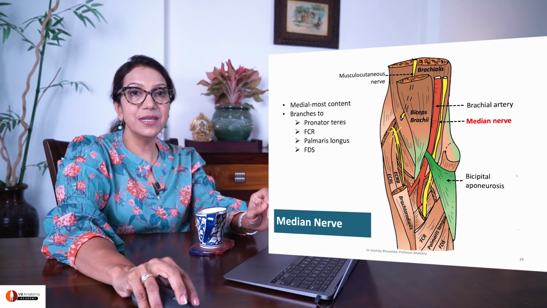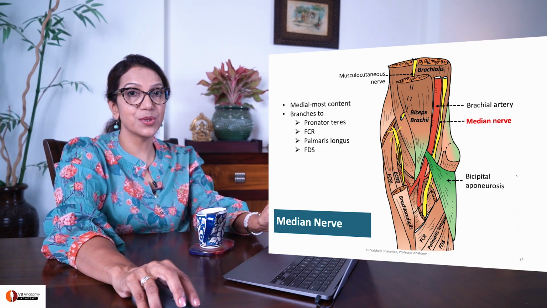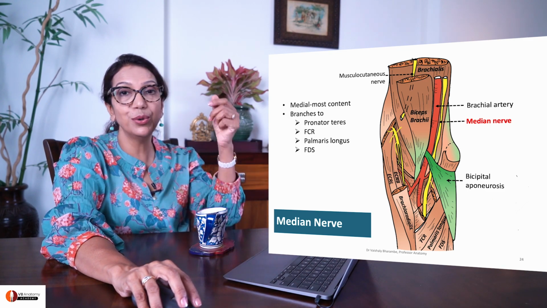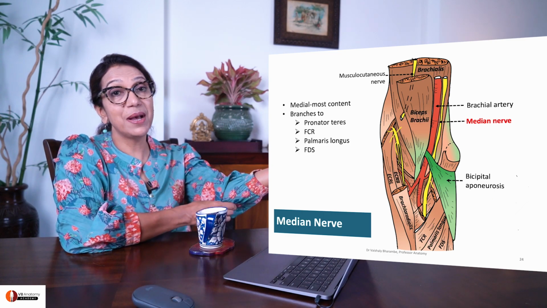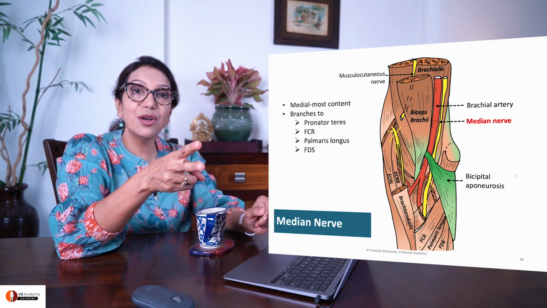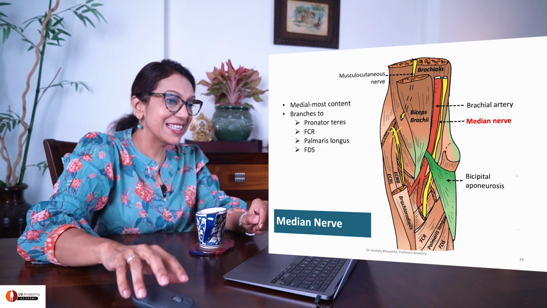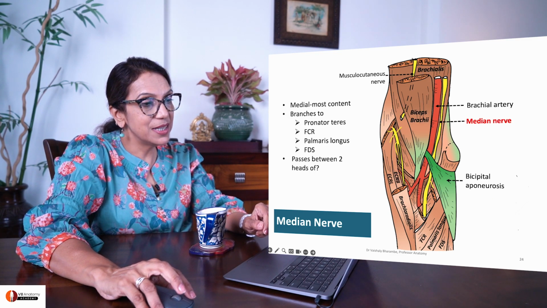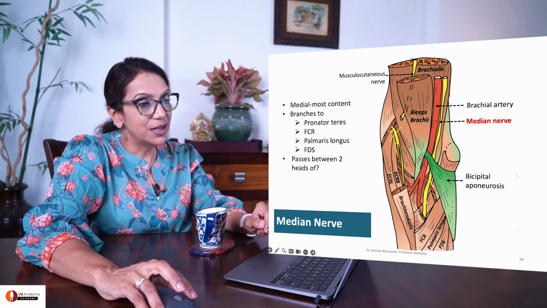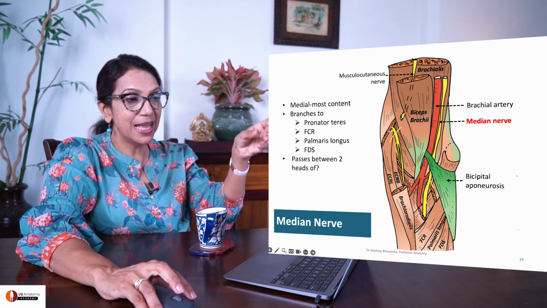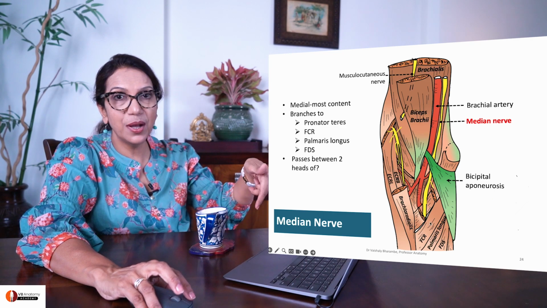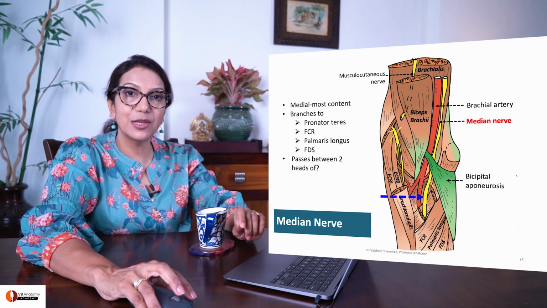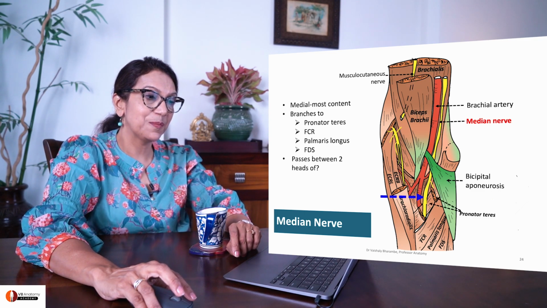Having supplied all this, it wants to leave the cubital fossa. Can you tell me how it will leave the cubital fossa? I have taught you this once. Passing through between the two heads of pronator teres. Absolutely. If you look carefully, here you can see the median nerve and you can see the pronator teres humeral head has been cut out to show you how the median nerve passes in the gap between the humeral and ulnar heads of pronator teres.